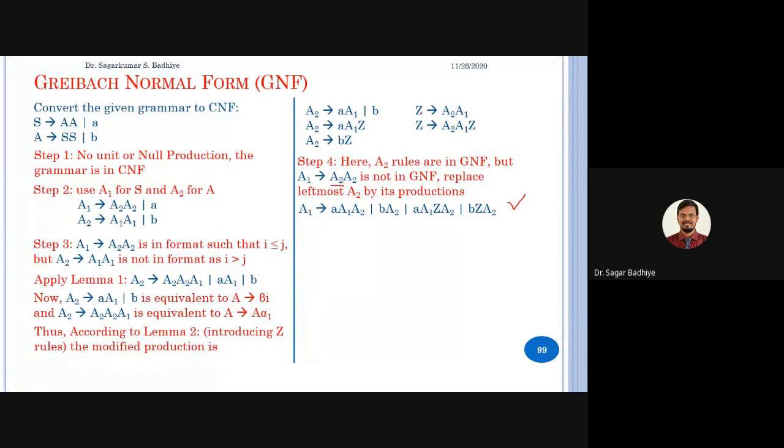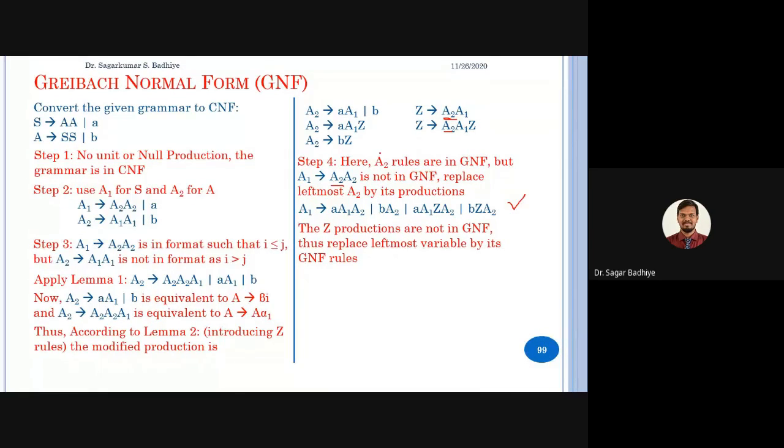Then the Z rules. Now you can see that these are not in GNF. So the Z productions are not in GNF, so we need to again convert them to GNF. So we'll look at this first symbol. Again, this is A2, and all the productions of A2 are in GNF, so we can replace it with the productions of A2. And this is also A2, so we can again replace it with the productions of A2 and then write the rules again.